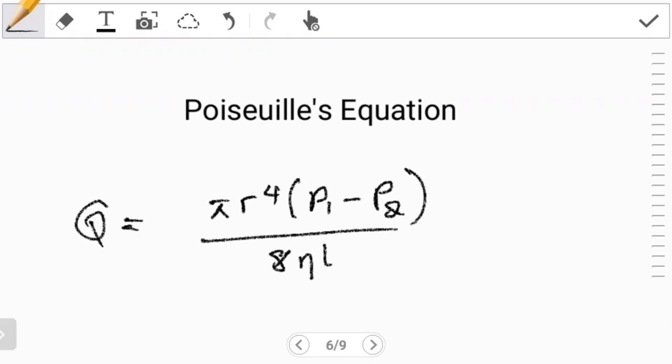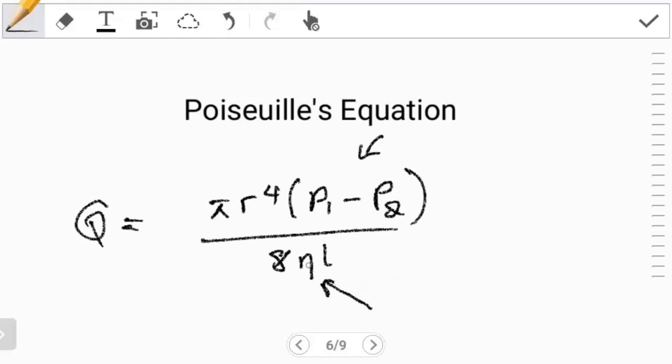Now, it's kind of similar to the Bernoulli equation. When I say similar, I mean we can use the Bernoulli equation to find the pressure drop or the pressure rise, or just say the change in pressure. But we can also use the Poiseuille equation to calculate the same thing. But of course, when can we use the Poiseuille equation? When we are told that there is viscosity.